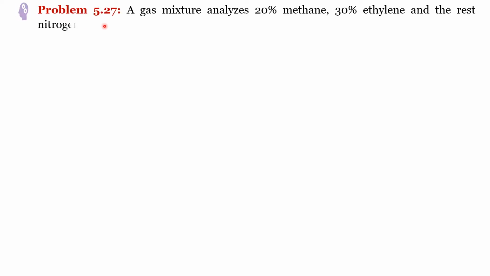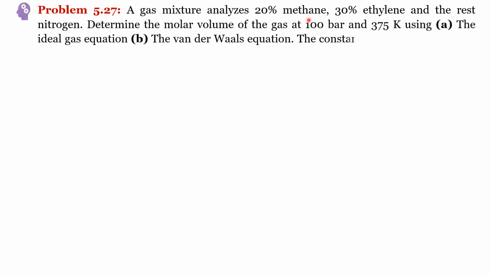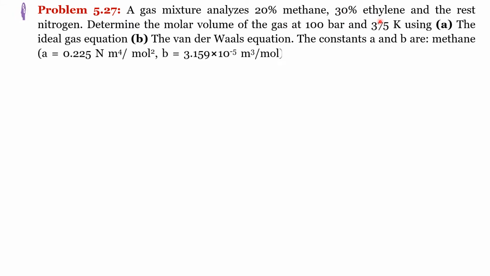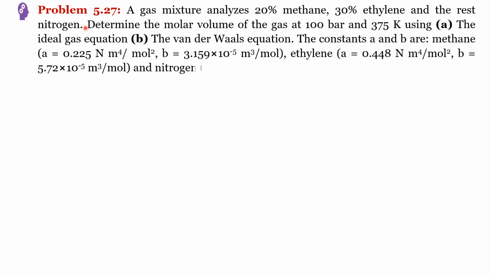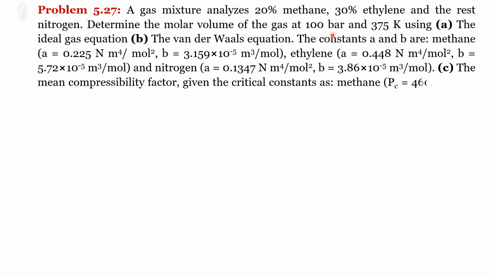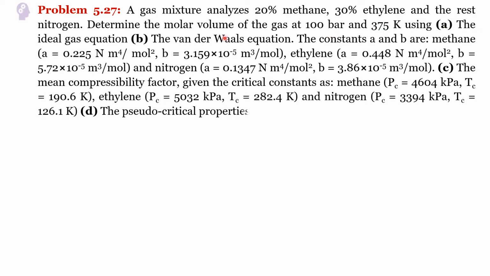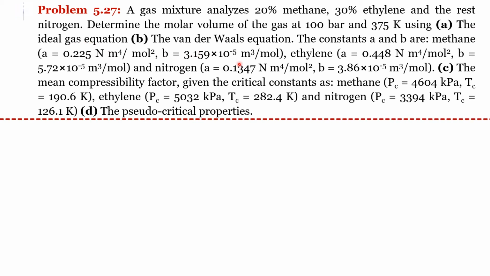Problem number 5.27. A gas mixture analyzes 20% methane, 30% ethylene and the rest nitrogen. Determine the molar volume of the gas at 100 bar and 375 Kelvin. First, using the ideal gas equation, then we have to use the van der Waals equation, in part C, using the mean compressibility factor, and in part D, using pseudo-critical properties.